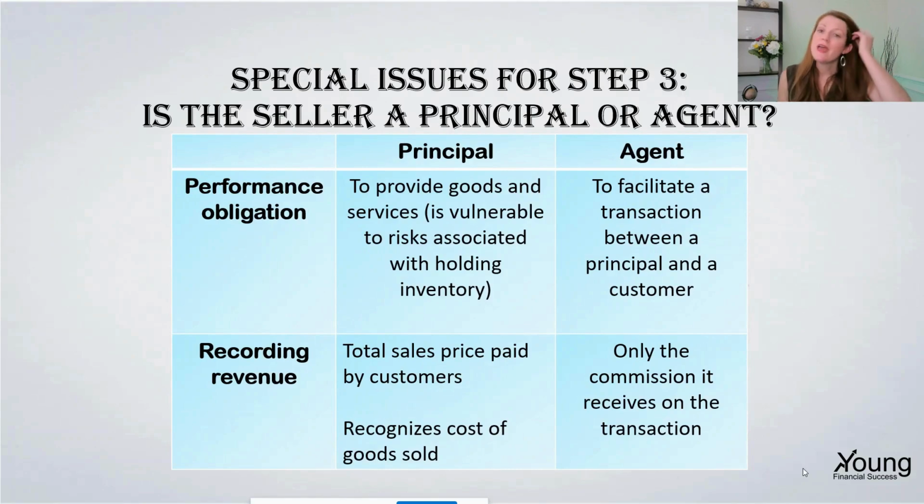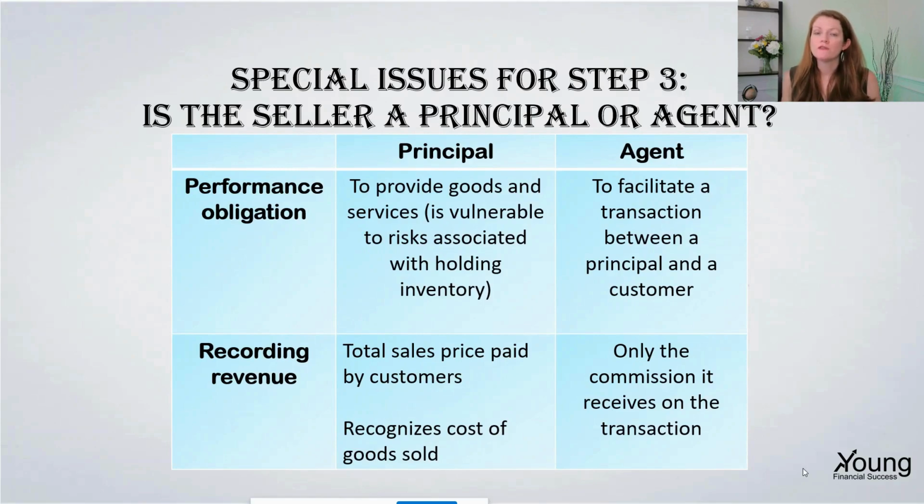This is a principal, as in someone who is going to be making a purchase and holding the inventory on behalf of whoever will then buy it from them. So they're like the middleman. Then there's an agent. An agent is going to be facilitating a transaction between the principal and the customer. So they are also a middleman, but they are just facilitating it.